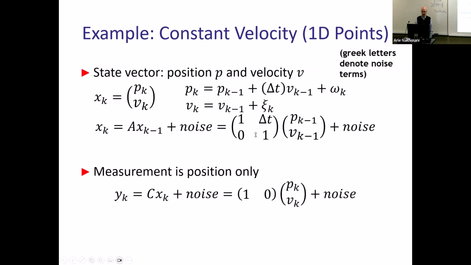But here, this is the matrix that you get. What is your measurement? It's C times X. Let's say you're measuring only P. If you're measuring only P, then matrix C will be 1 and 0, which means it's 1 times P plus 0 times V plus some noise which you have in the section here. Okay. Any questions on constant velocity models?